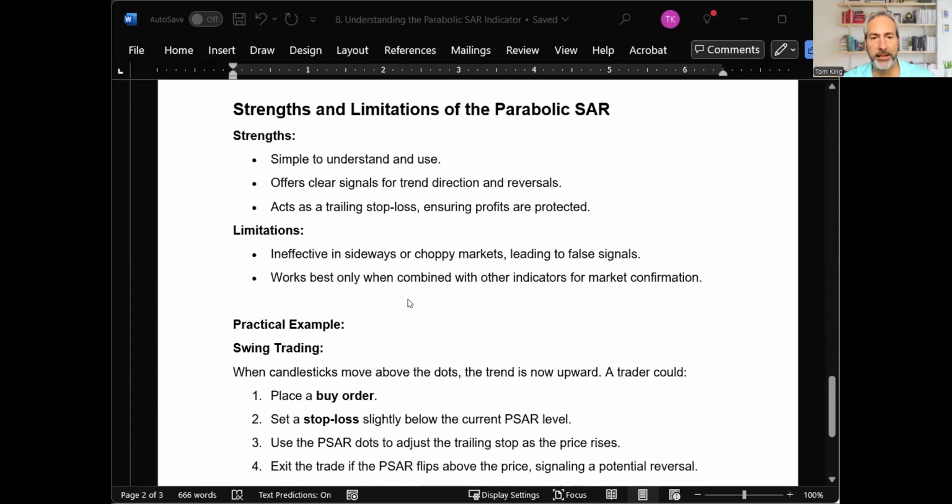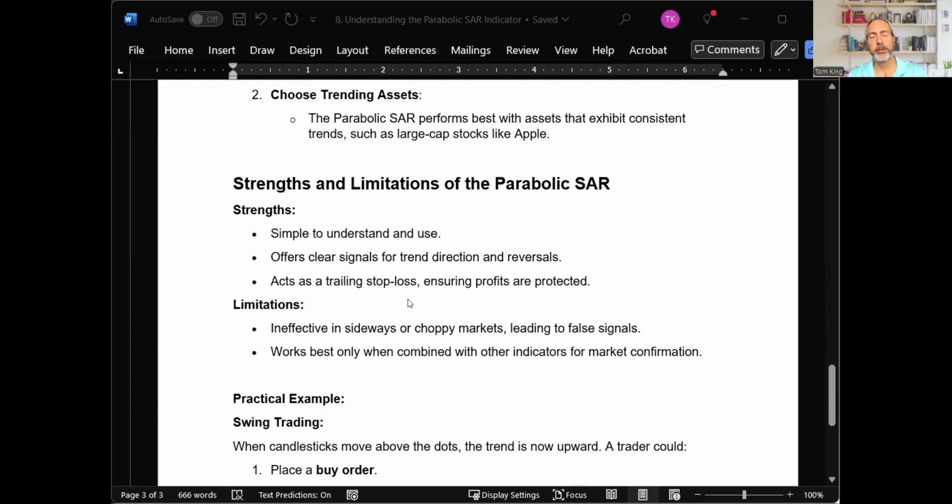And a couple of things to think about here, some strengths and limitations. It's super simple. I mean, there is no easier indicator to read than the PSAR. It's pretty easy. Where are the dots? Are they moving up? Are they above or below? It gives you a pretty clear signal for trend direction and reversals. And it can also act as a trailing stop loss if you're actively trading, which I think makes good sense.